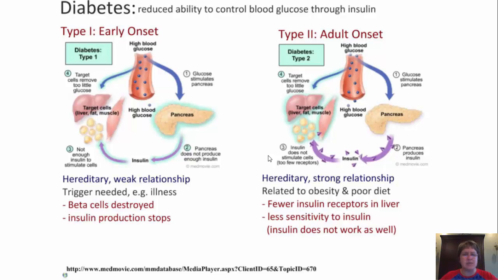So in this case, it wouldn't do any good to get insulin pumped into your blood. You already make enough insulin. So that is why type 2 or adult onset diabetes is really controlled with diet. Whereas type 1, because you're not producing insulin, you can be treated with just insulin injections.